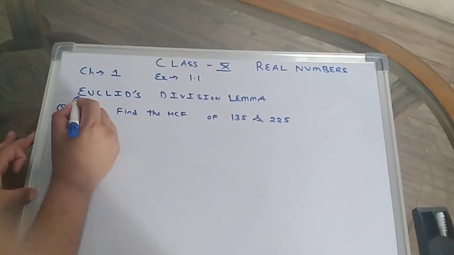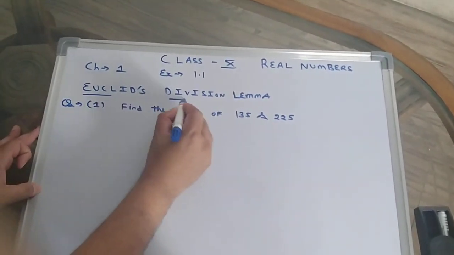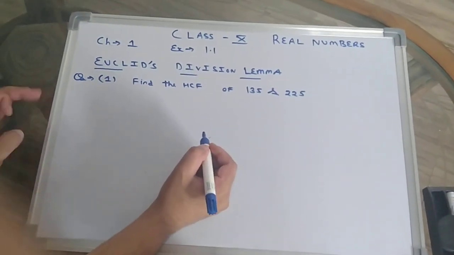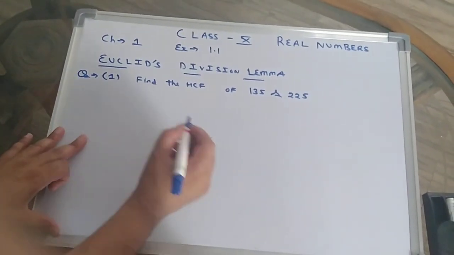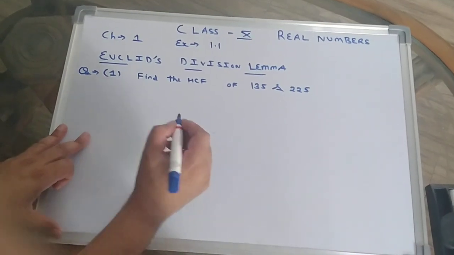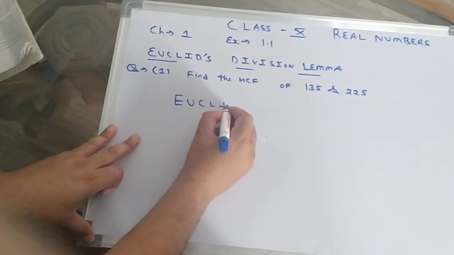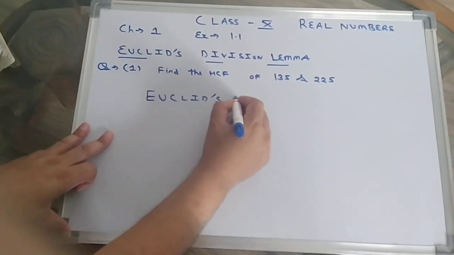The first topic in 10th NCERT is Euclid's division lemma. Lemma means a result which we use to solve a question. First, I give you the definition of Euclid's division lemma.